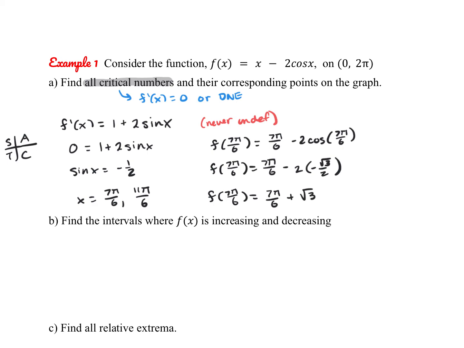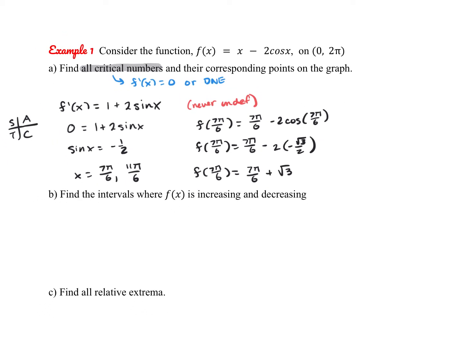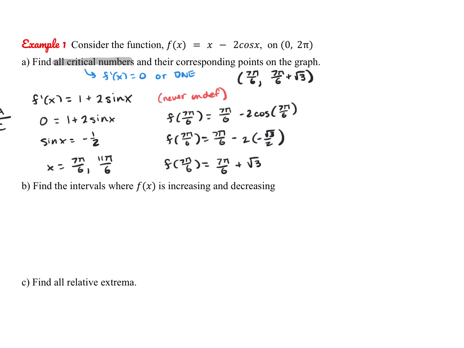So it's kind of an ugly coordinate. I'll write it up here. 7 pi over 6, and then 7 pi over 6 plus root 3. So that's one of the coordinates. And then we're going to plug in 11 pi over 6, so f of 11 pi over 6.